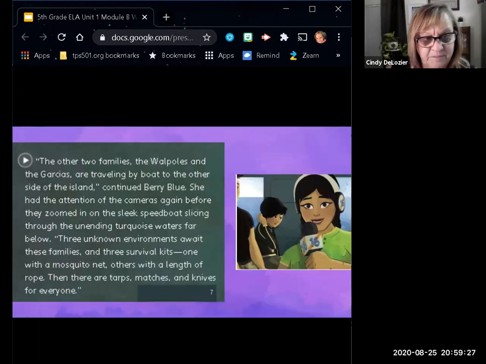The other 2 families, the Walpoles and the Garcias, are traveling by boat to the other side of the island, continued Barry Blue. She had the attention of the cameras again before they zoomed in on the sleek speedboat slicing through the unending turquoise waters far below. 3 unknown environments await these families and 3 survival kits. 1 with a mosquito net, others with a length of rope. Then there are tarps, matches, and knives for everyone.